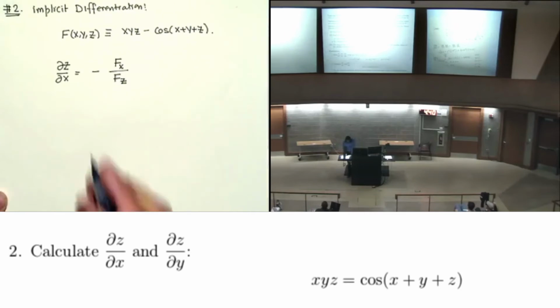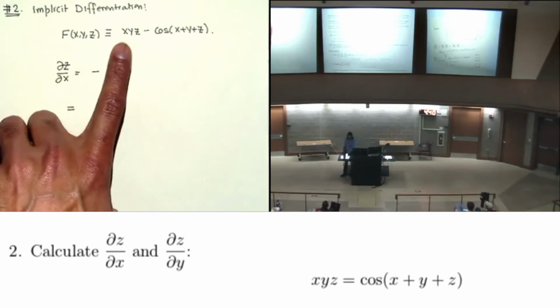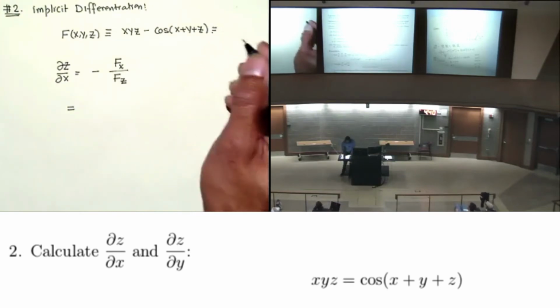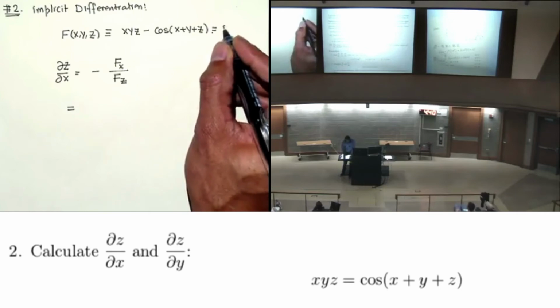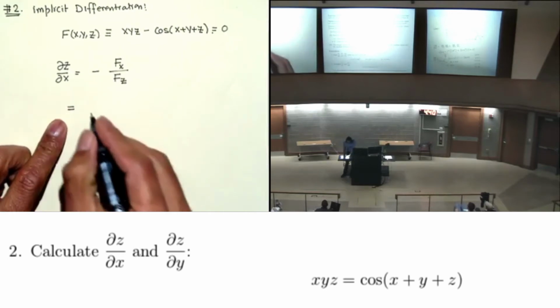Okay, so all we need to do is plug this information into this formula. So what is the partial derivative of f with respect to x? How do I get the relation? Basically, I move the cosine of x plus y plus z to one side, and then I have that relation, which I call the implicit relation. So negative sign is here.